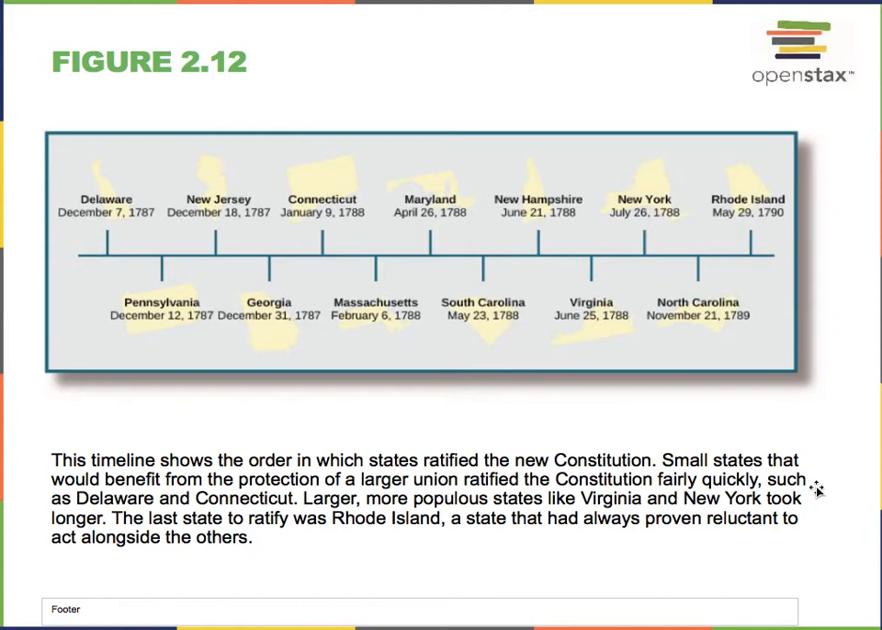If you're Delaware and you're Connecticut, you're like, heck yeah, man, I need some bigger brothers to help me out. I'm small. Larger, more populous states like Virginia and New York took longer. They wanted to make sure they got their pound of flesh. Quite frankly, they had more people so they could defend themselves longer. The last state, ironically one of the smallest, to ratify was Rhode Island, a state that had always proven reluctant to act alongside the others.